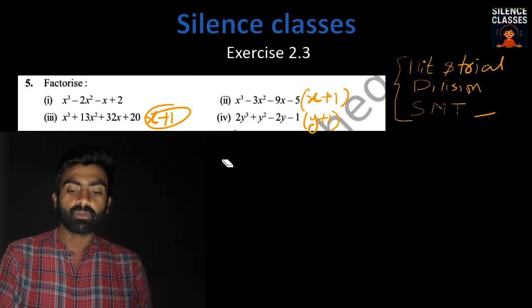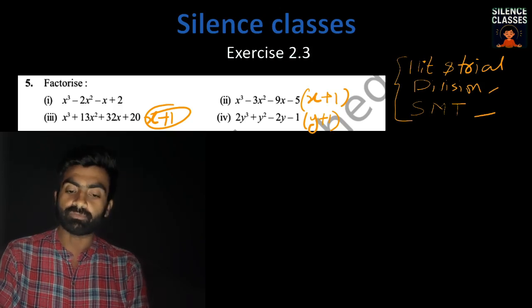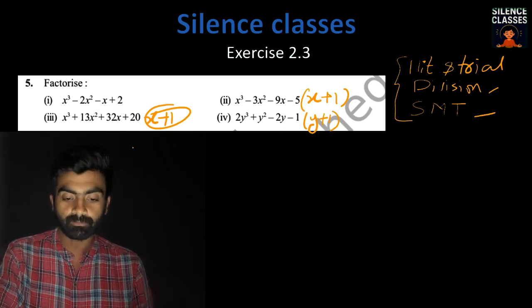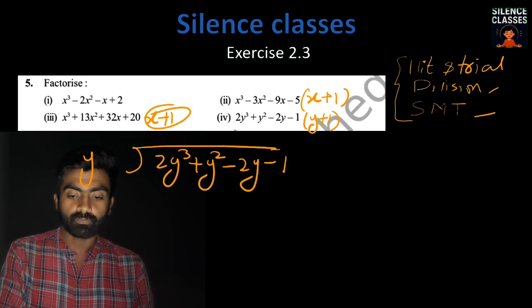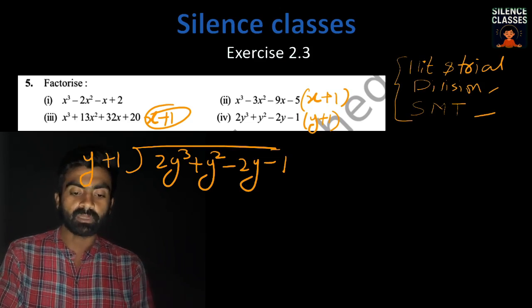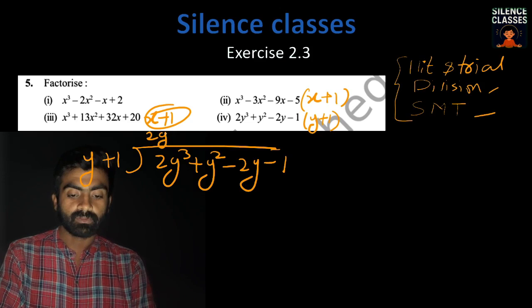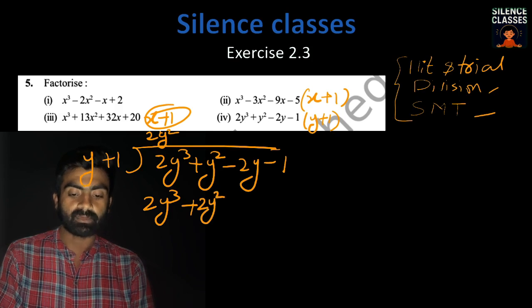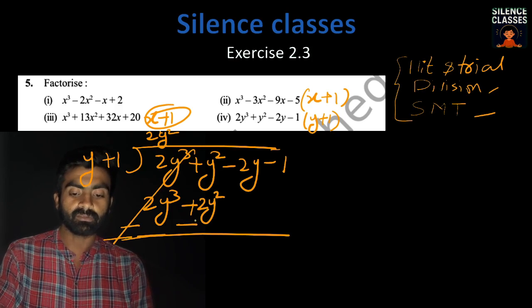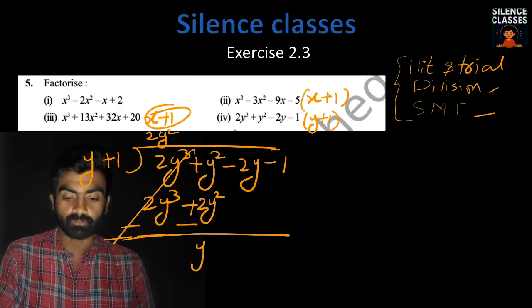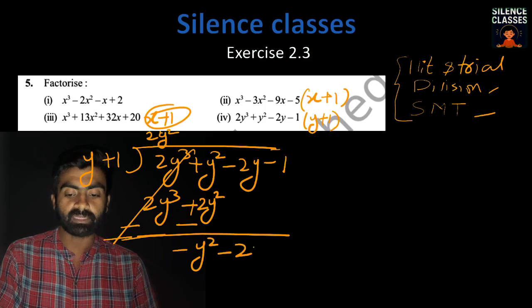Now what we have to do, we have to move to the second one. We have to divide this particular equation by y plus 1. So we will get 2y cube plus y square minus 2y minus 1, divided by y plus 1. So we will multiply it by 2y square. So we will get 2y cube plus 2y square. We can change the sign, it will get cancelled, so minus plus will become minus, so we will get y square minus 2y.